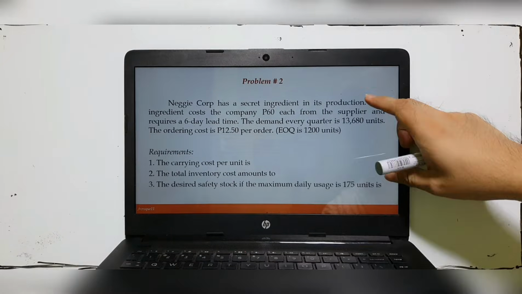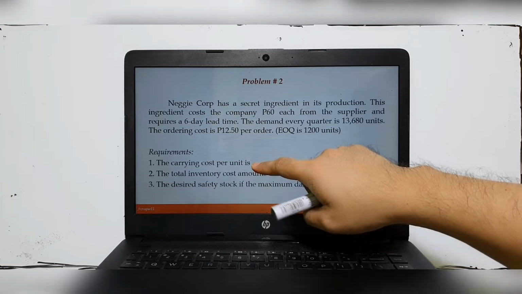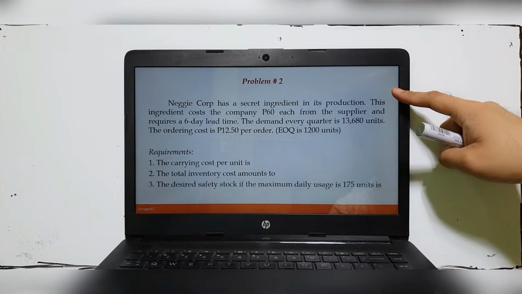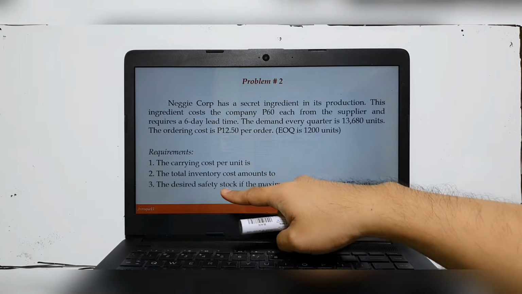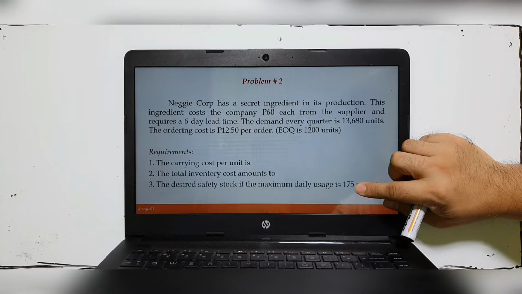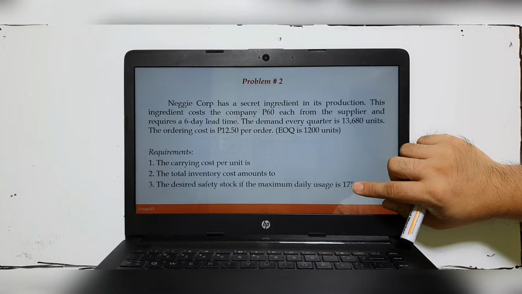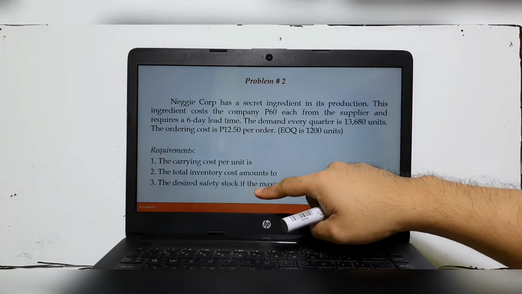Okay, in problem number 2, ang hinahanap this time is the carrying cost per unit. So, ang carrying cost per unit ay nasa loob ng square root natin. And then we are asked again for total inventory cost and the safety stock if the maximum daily usage is 175. Again, compare natin to sa dalawang reorder points. Yung isa at daily usage, yung isa at maximum usage to get your safety stock. So let's read the problem.